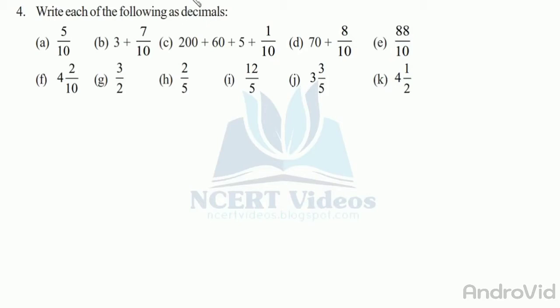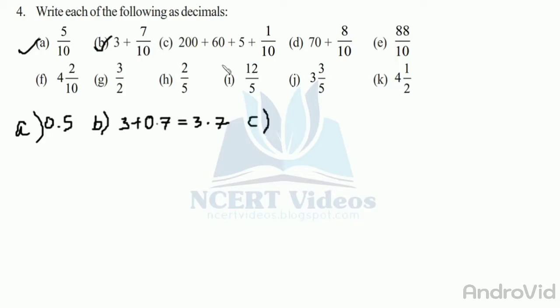Write each of the following as decimals. So 5/10 can be written as a decimal because we have one 0, so we'll place it at the first decimal place. So it becomes 0.5. Similarly with B, 3 is the whole part, will not disturb it. 3 plus 0.7 gives you 3.7. Just count the number of zeros in the denominator part. Here we have 265 as the whole part plus again 0.1. So it gives 265.1.